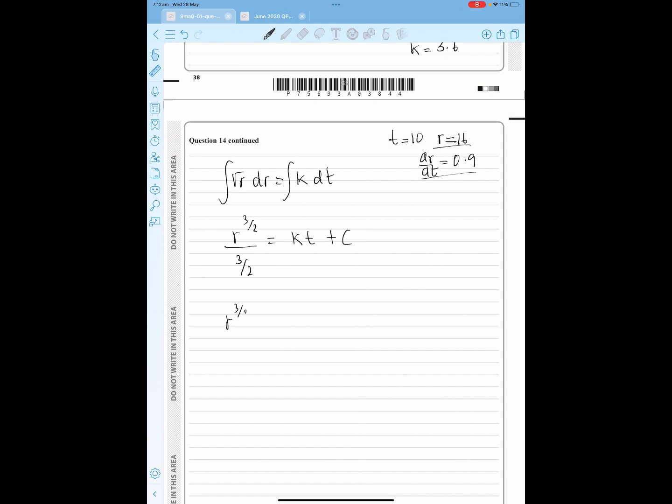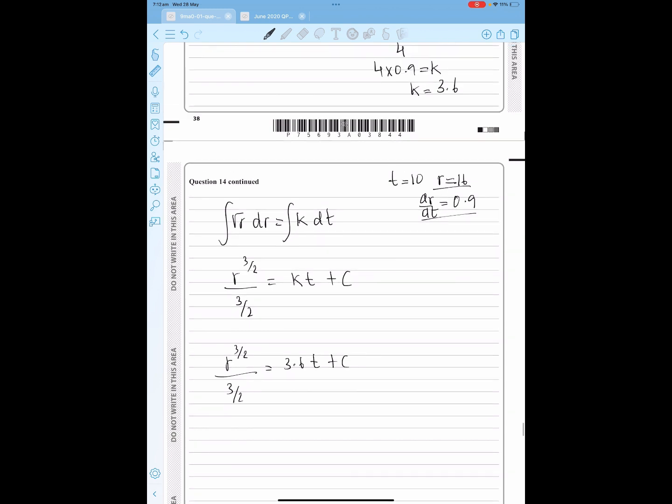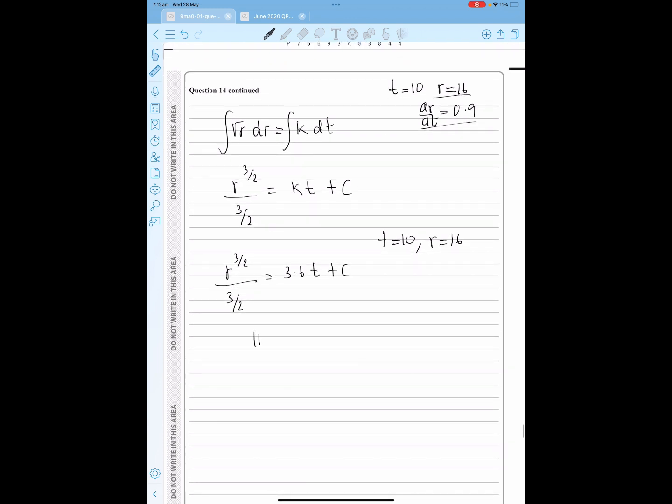So r to the power 3 over 2 divided by 3 over 2 is equal to 3.6 t plus c. Now we can solve for the value of c. So t is 10 and r is 16 to get the value of c. 16 to the power of 3 over 2 divided by 3 over 2 is equal to 3.6 times 10 plus c. Rearrange for c, and we get 36. C should be 20 over 3.